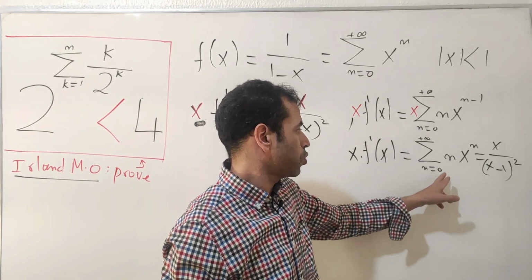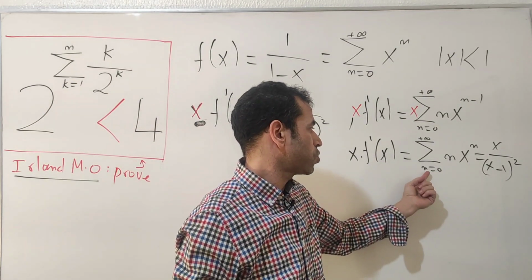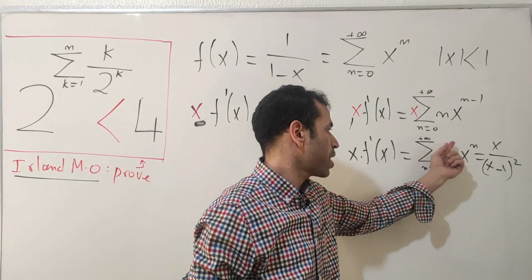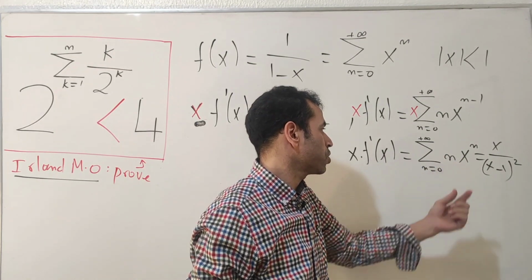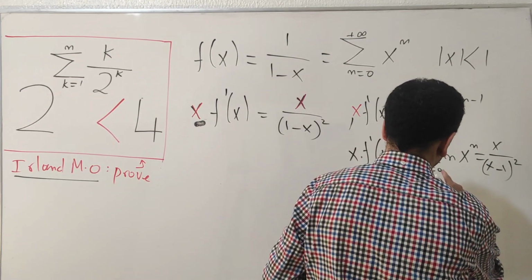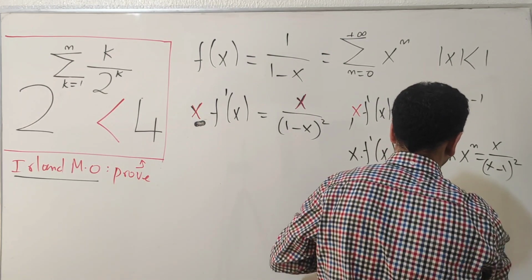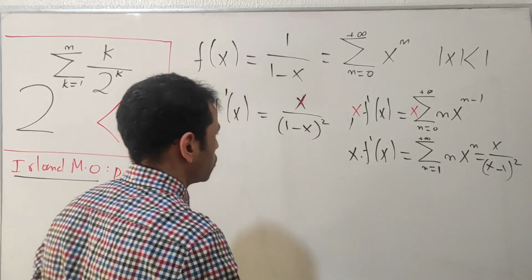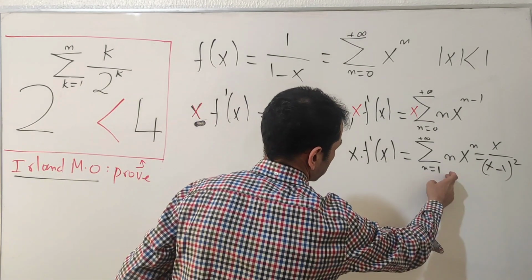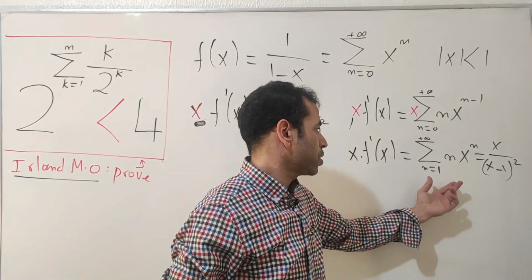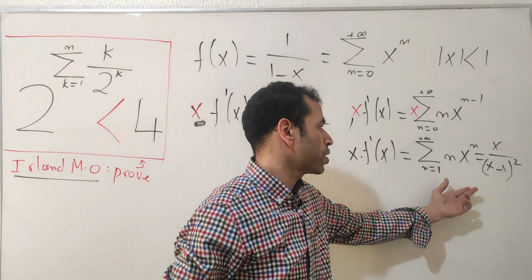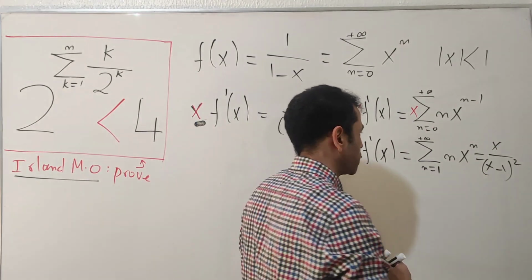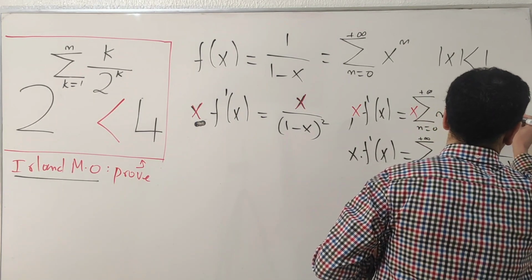Now remember, when n equals 0, the first term is automatically going to give us 0, so I'm going to re-index. Without putting n equals 0, I'm going to put n equals 1, because the first term is automatically 0. Now I'm going to make the combination between the left hand side of this equation and the right hand side of this equation by replacing x with half.